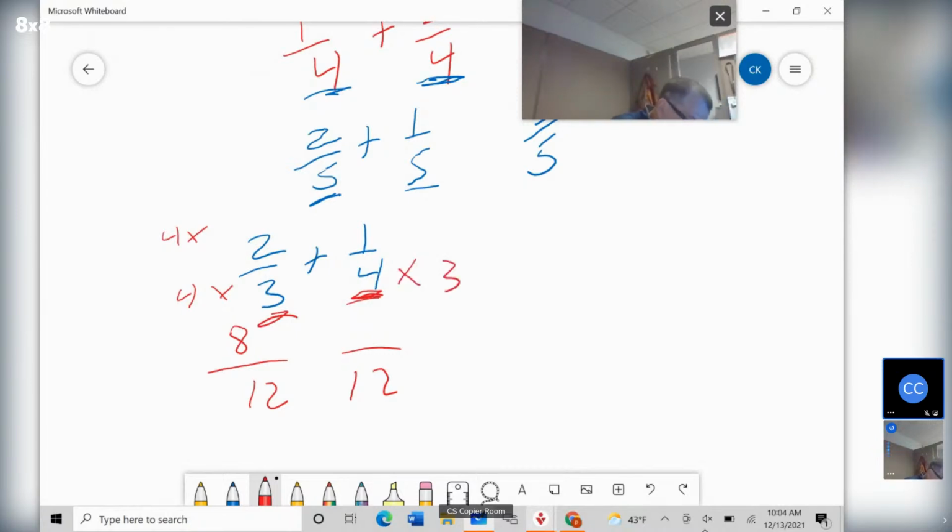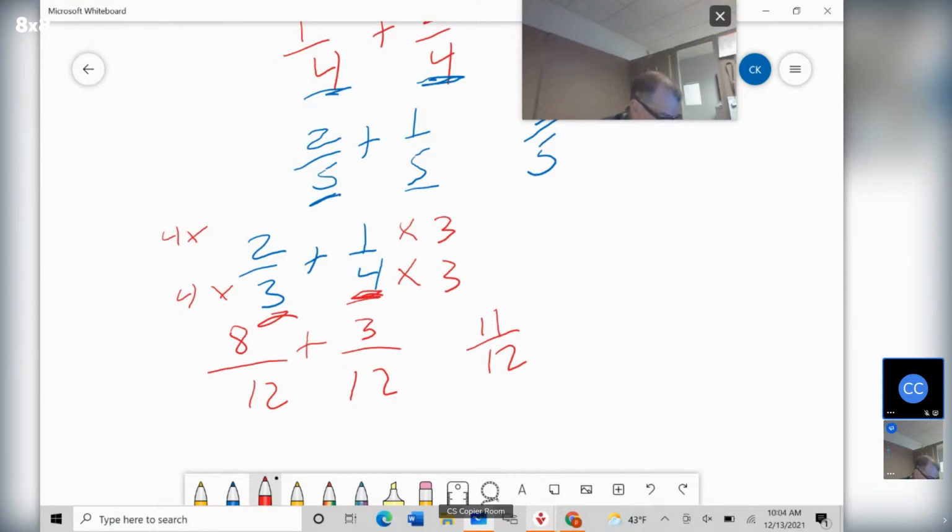And once again, if we multiply the denominator by 3, we have to multiply the numerator by 3. And 3 times 1 is 3. And then we just add straight across. It's going to be 11/12. The thing is, when we have unlike denominators, we're going to have to find a number that both denominators go into.